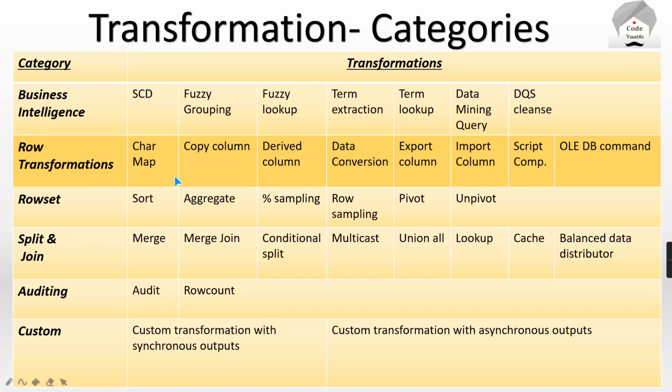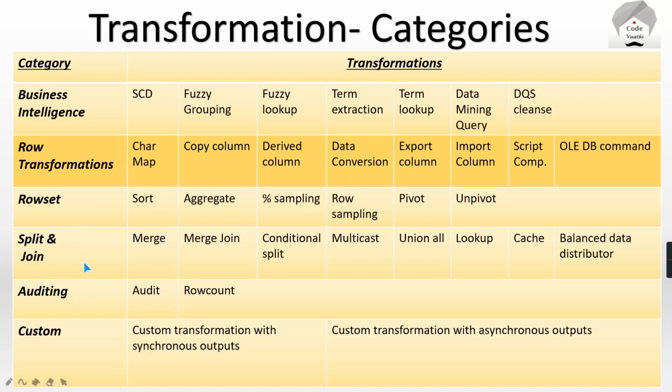Next comes row transformations. It is mainly used to create new columns as well as to update the already existing column values. You can see here that most of the transformation names themselves contain column: copy column, derived column, export column. We will see this in detail in this video. Next comes rowset transformation. It is mainly used to create new rowsets, and it includes sorting transformation, aggregate transformation, percentage sampling, row sampling, pivot, etc.